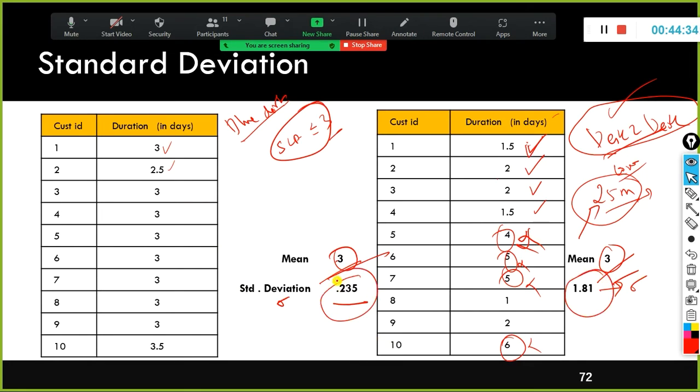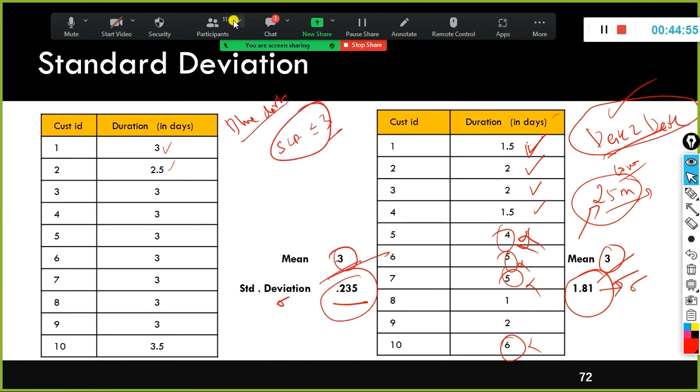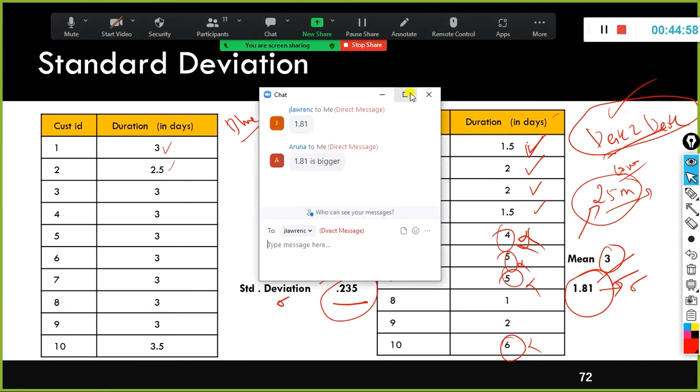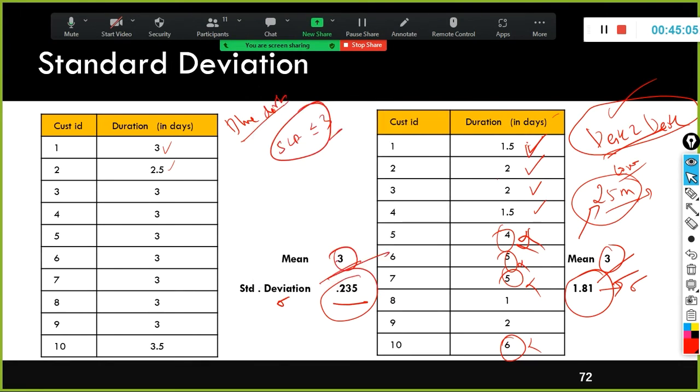What did I say? Which one is lesser here? All of you please type it in the chat window so that I can make sure that I'm able to hold your concentration here. Which one is bigger? 0.235 is bigger, or 1.81 is bigger? Which one is bigger here? Yeah, Lawrence, Gilbert, 1.81 is bigger. Aruna and Jiva, it is 1.81, not 1.83. 1.81 is bigger than this one.